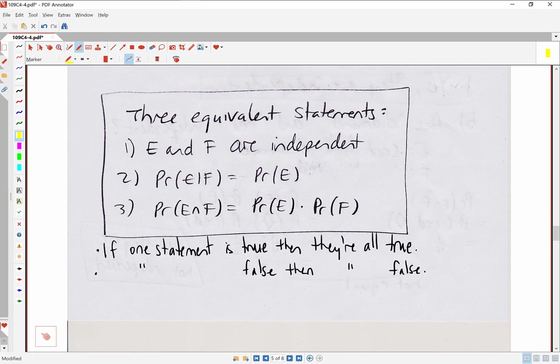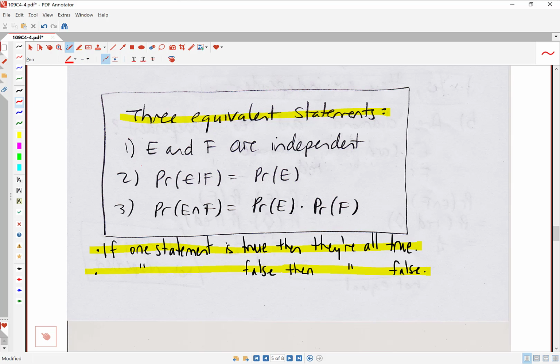So here's the key fact we're going to be thinking about when it comes to independent events. Here we have 3 equivalent statements. And when you say that you've got a list of equivalent statements, what that means is that if one statement is true, then they're all true. And if one statement is false, then they're all false. So with a list of equivalent statements, you can look at any item on this list, decide whether it's true or false, and then you automatically know the truth value of all 3 of the statements. So that's what it means to have equivalent statements.